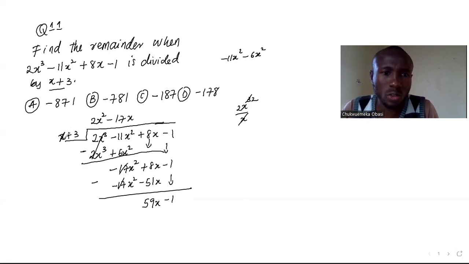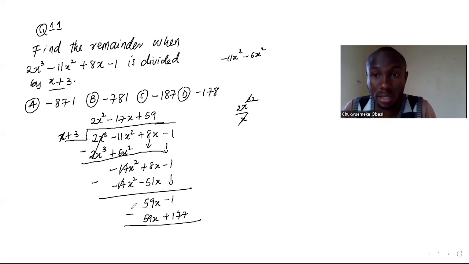Now the next thing is to use this x again to divide 59x, so you'll be left with just 59. When 59 multiplies x, you get 59x, and 59 multiplies 3. Let me do that really fast on the calculator. 59 times 3 gives 177. Sorry for that. So you subtract again and again. You keep on subtracting. That's the process. This and this go to 0.